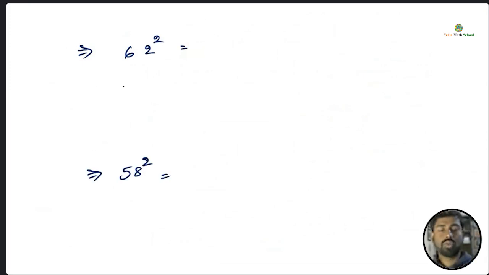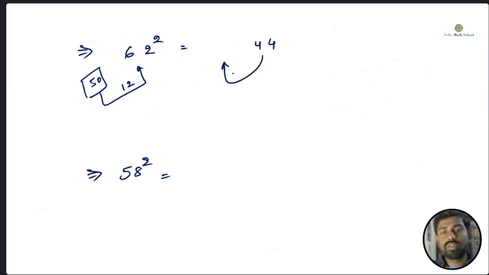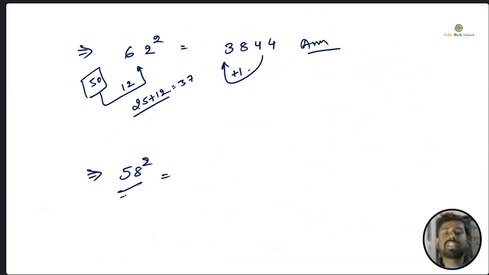62 square. So here the difference from the base 50 is 12. 12 square is 144. But I said only allow 2 digits, so 1 will be carried over to the next number. Now for the next number, 25 plus 12 is 37. But because the carryover gets added, 37 becomes 38. So the answer is 3844.